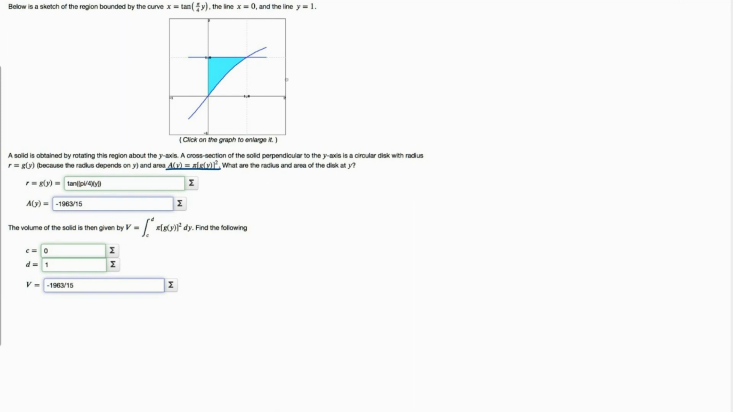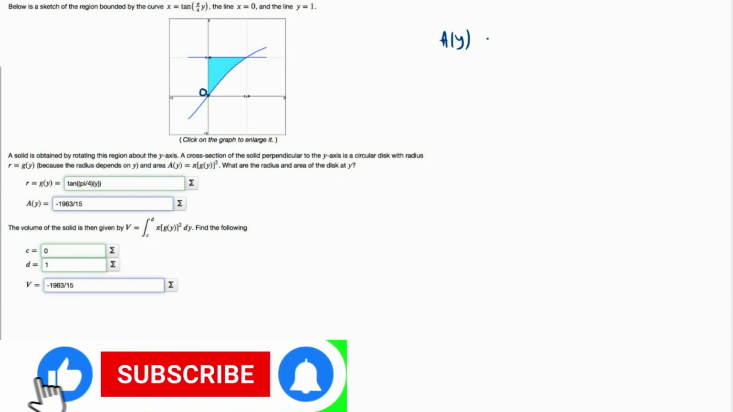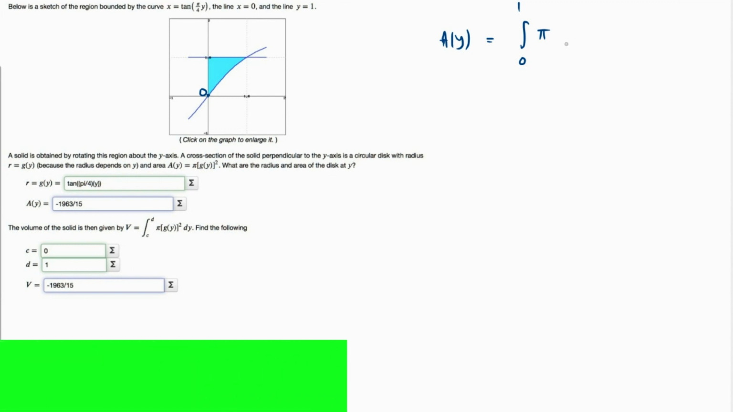So let's try to find out the area. The area is pi times g(y) squared, so definitely we need to integrate with respect to y. The coordinates of y start from 0 and end at 1. So the area is going to be the integration from 0 to 1 of pi... in fact, I don't think so.